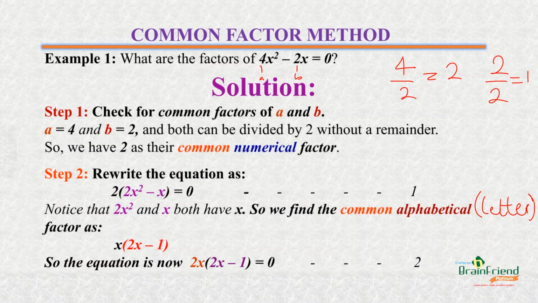Let's go to step 2. We'll rewrite the equation by bringing out that factor we just found, which is 2. We'll rewrite the equation as shown in equation 1. Please take note. The reason why it's written like this is because if we decide to expand back this bracket, we'll get the initial equation. This is what I mean.